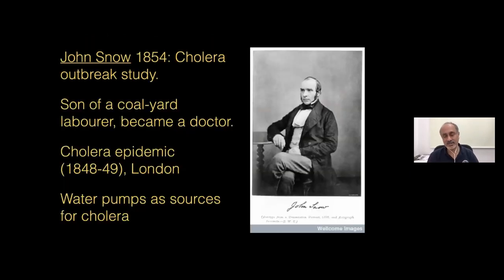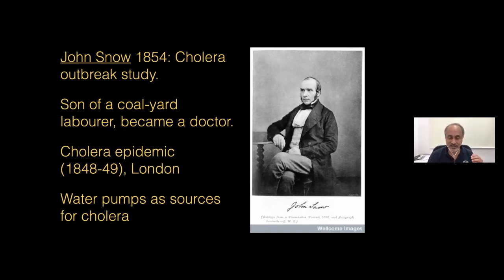So here's a little bit of history. There's a long and fascinating history about infectious diseases that you would do well to go and read up sometime. But here's one example of one particularly important study, and that's a study due to John Snow in 1854, who studied cholera in London. John Snow came from humble backgrounds. He was the son of a coal yard laborer who became a doctor. And he was in London practicing at the time of the cholera epidemic between 1848 and 1859. So it was he who proved that water pumps were a source of cholera.